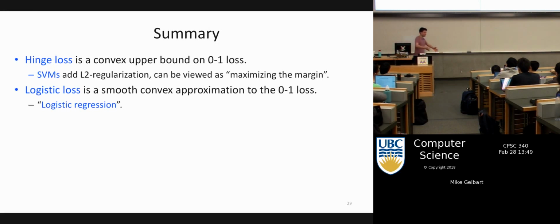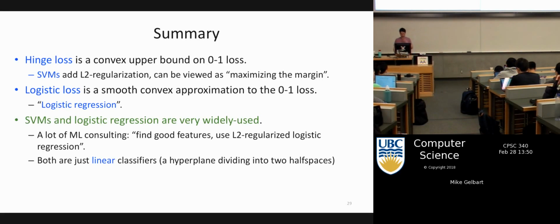So we have some new words, SVMs, logistic regression. We have some new losses that they're matched up with, hinge loss and logistic loss. And this is Mark who wrote this, but a lot of ML consulting just boils down to find good features and then use regularized logistic regression. I've noticed too that it often works very well, even though it's so simple. And again, you might think, how could a linear classifier do anything? And it all comes down to this issue of finding good features. If you find good features, then just cutting the thing in half often does a very good job.